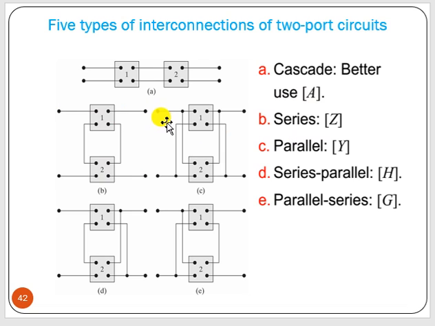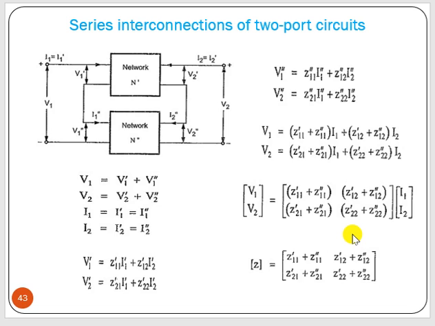And parallel connection means this particular part is connected to here, this particular is connected to here, the first connected to this one, and this one connected to the next one. That is, parallel is better for H parameter. Series parallel: the first port is a series connection, the second port is a parallel connection. Okay, H parameter is better for series parallel, and for parallel series, that is, first port connected in parallel, second port connected in series, that is better for G parameter for the analysis part.